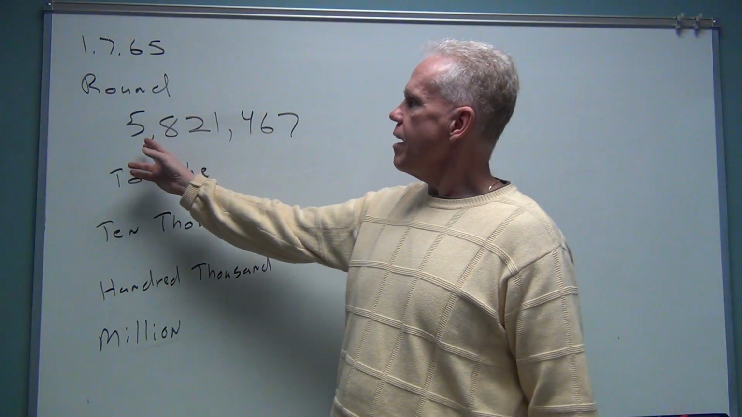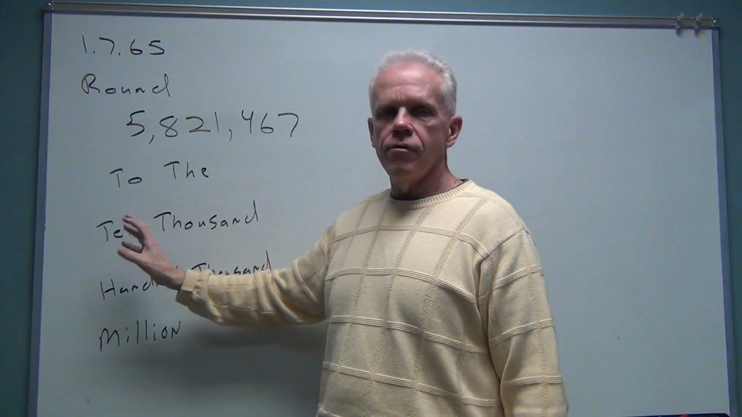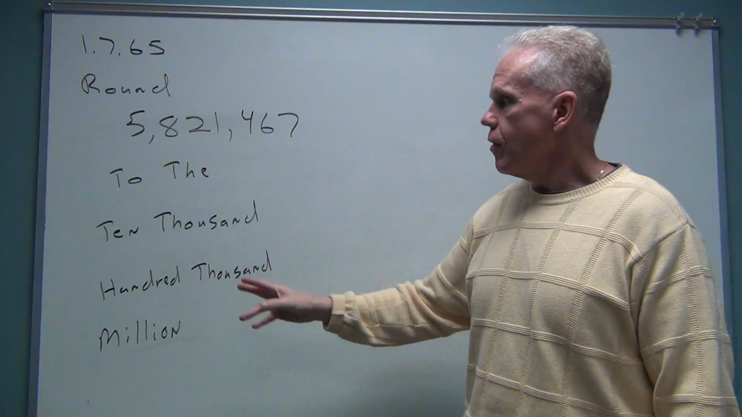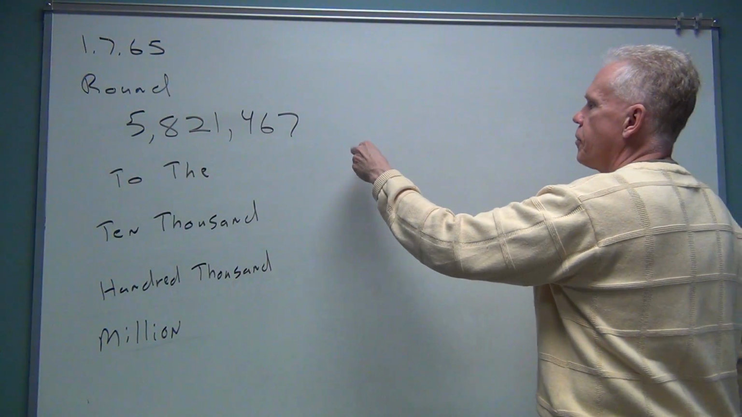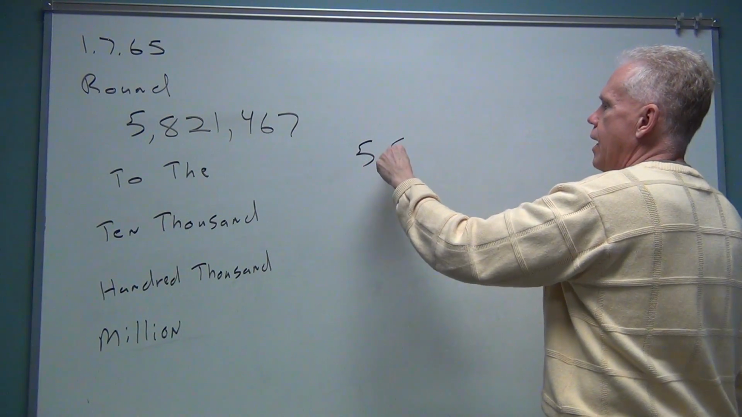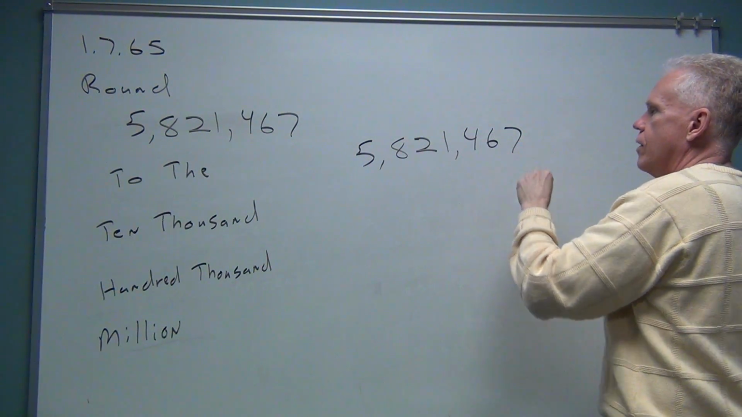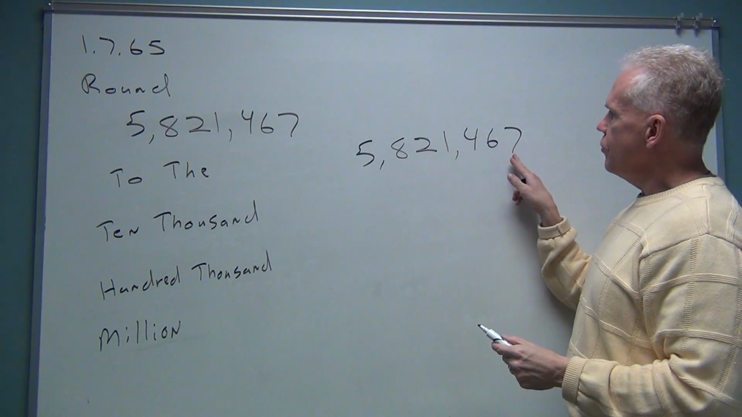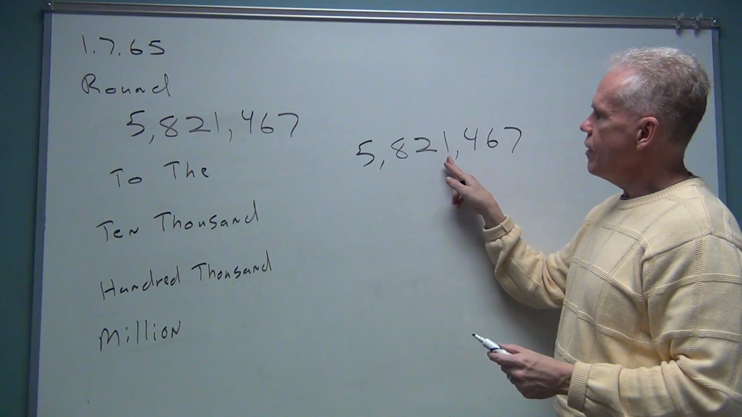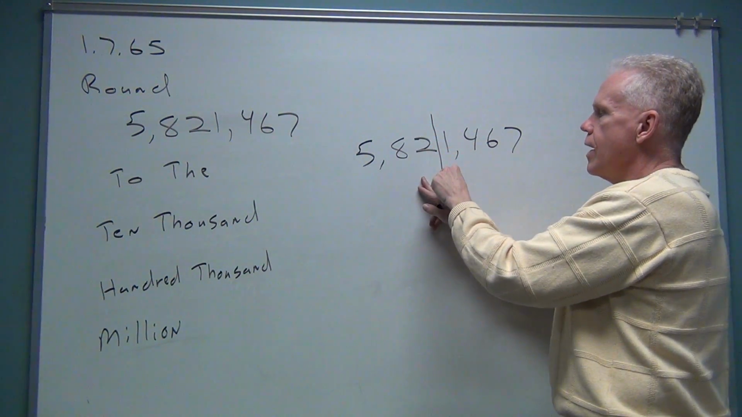We want to round 5,821,467 3 different times in the same problem. First, we want to round it to the nearest 10,000. So let's write out the number 5,821,467. Now let's find the digit in the 10,000 place, which would be, this is the ones, tens, hundreds, the thousands, the 10,000s. So I'm going to draw a line right there.